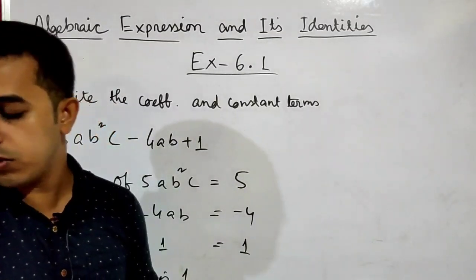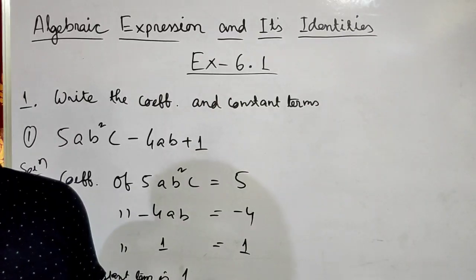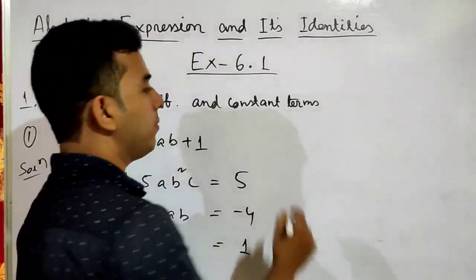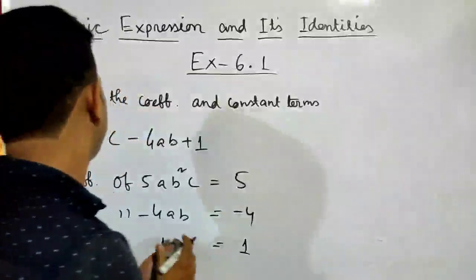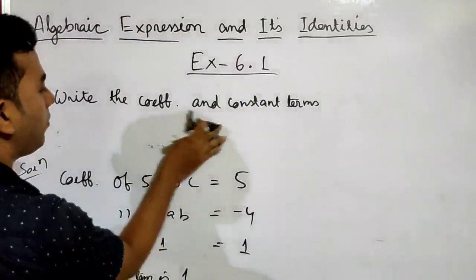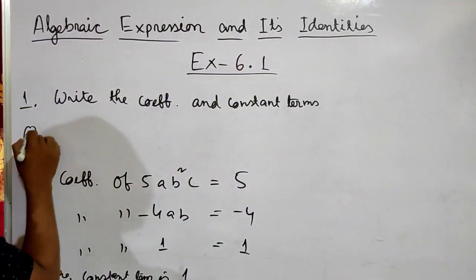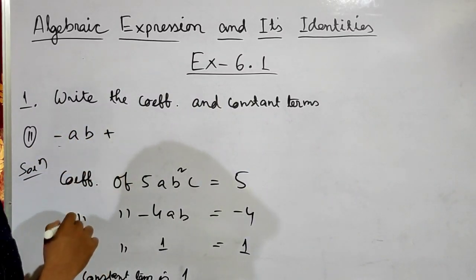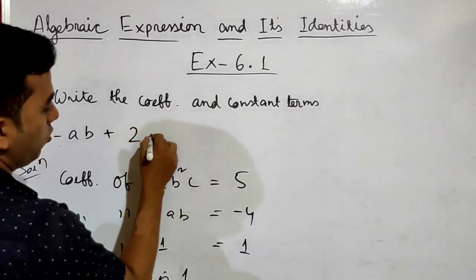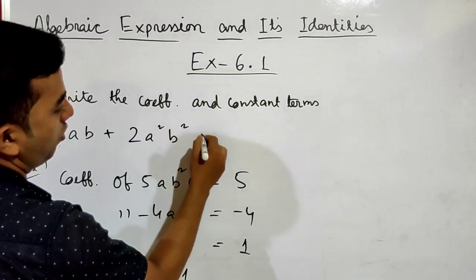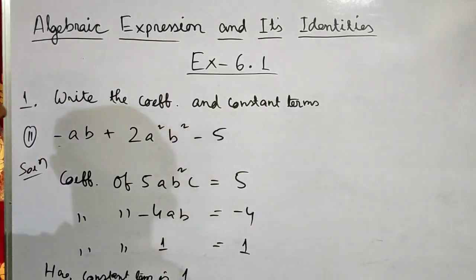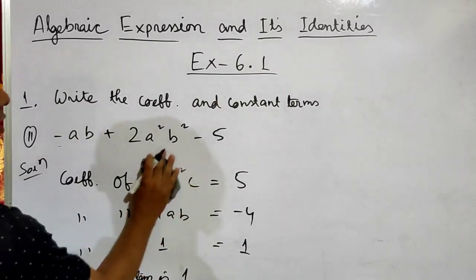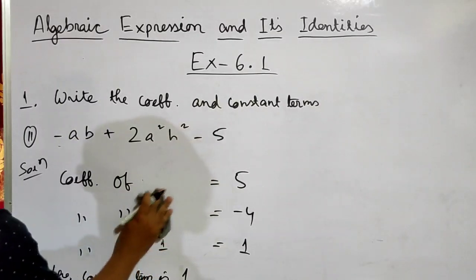Okay, let's solve one more. Number 2: minus ab plus 2a square b square minus 5. Okay, so we'll write here coefficient of minus ab, coefficient of this.